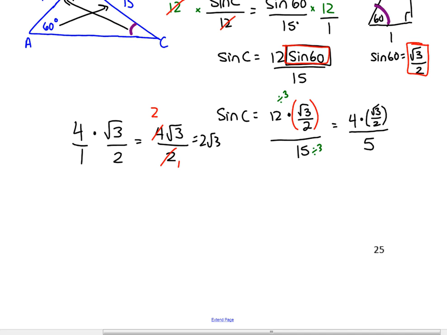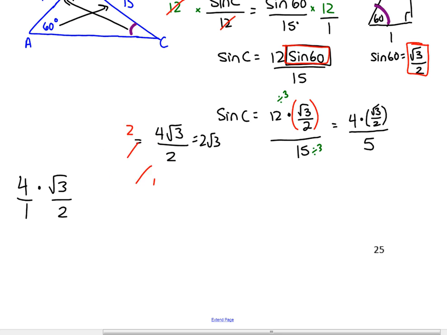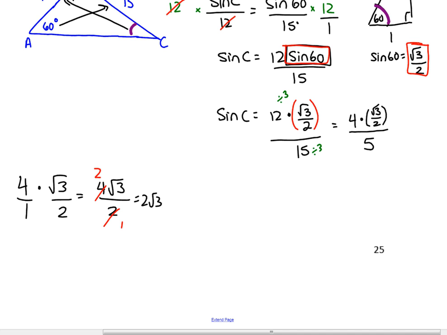So the numerator, let me move this all back down here, just becomes 2 root 3. The 4 and the 2 reduce. One's on the numerator, one's on the denominator. So that gives us 2 root 3 all over 5 as your final answer. Yay!